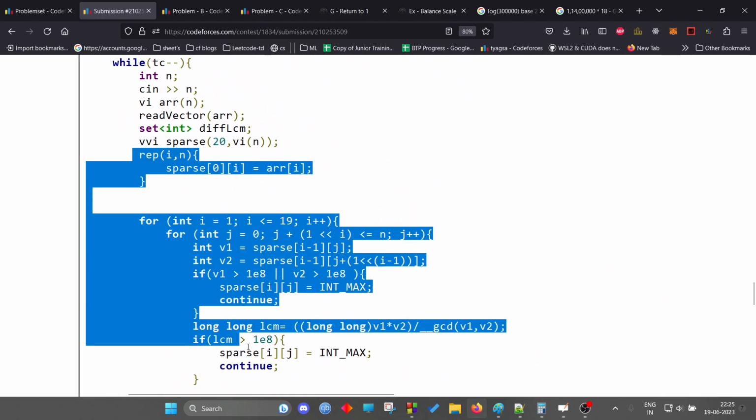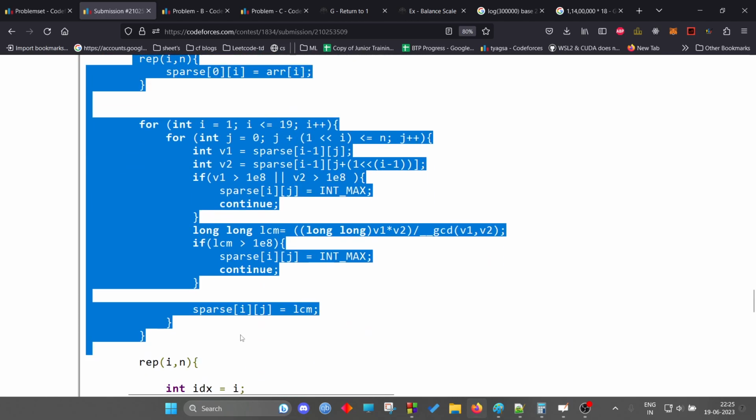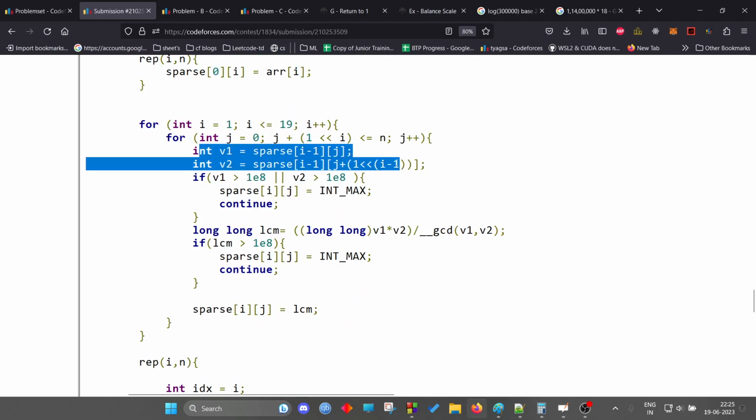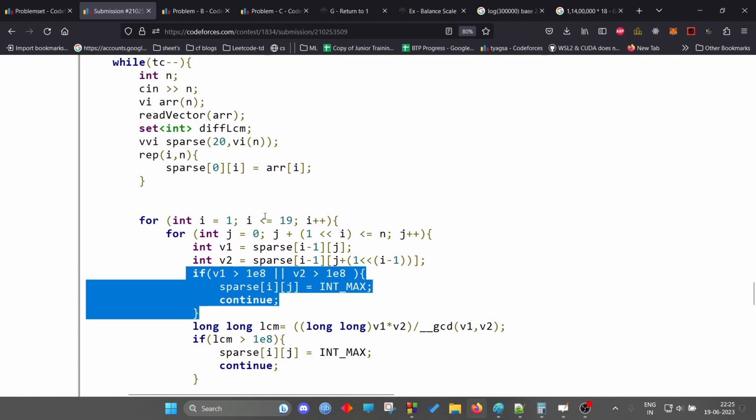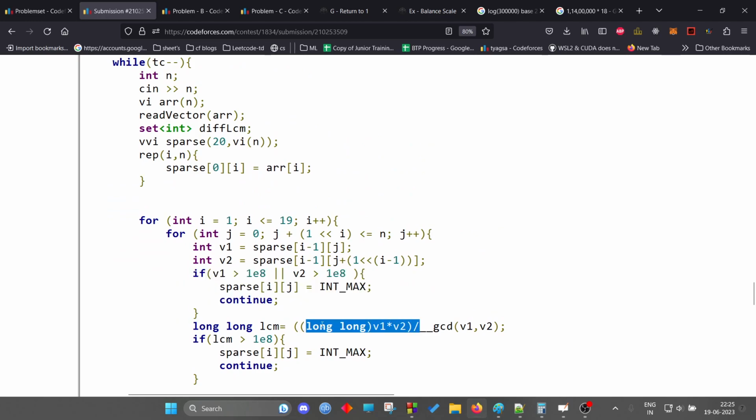Then this is the sparse table construction here. Everywhere you will see this, when I'm combining two numbers, I'm making sure, as a way of preventing overflows, because when you multiply the two numbers, the product can be quite large. So if both are less than 1e8, then the product will be at most 1e16, and that can fit in a long.